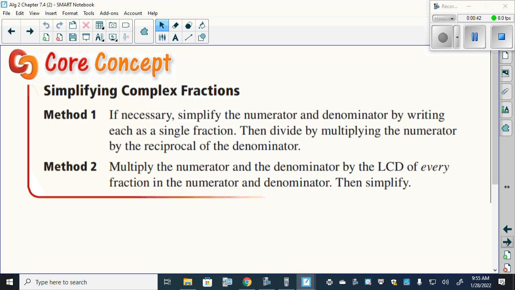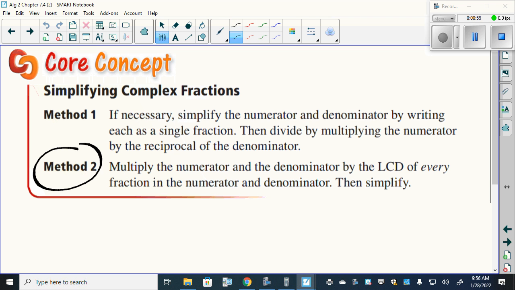But if we do this here, there's two methods to do it. Now, normally I go through both methods, but today we're mainly going to stick with method 2. Because even in the past, I only really show method 1 once, and then we mainly stick with method 2.